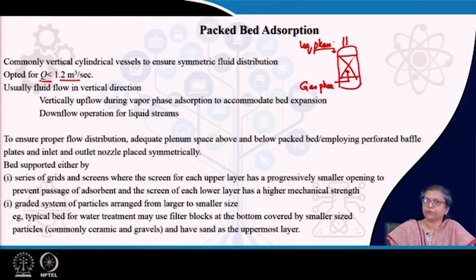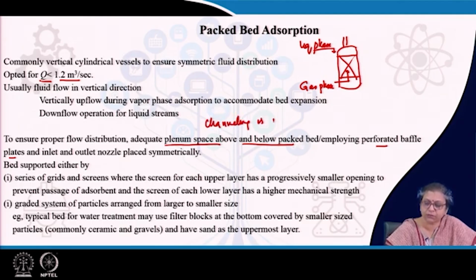And naturally, something very important is that we would like to avoid channeling. This is quite known to you. So, just to ensure proper flow distribution, adequate plenum spaces are left above and below the packed bed, or else some perforated baffle plates etc. are used. Inlet and outlet nozzles are placed symmetrically in order to ensure that flow distribution is proper and channeling is minimized. This is very important because we would like to utilize the entire bed properly. And definitely, when the adsorption operation is occurring, we would not like the adsorbent to be carried away with the gas phase or with the liquid phase.